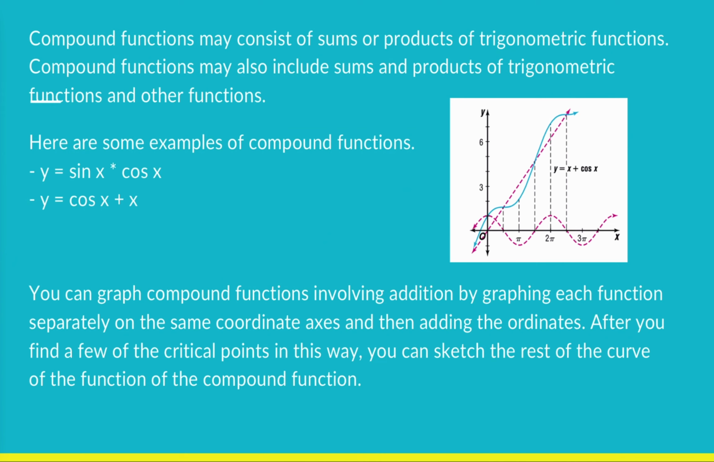You can graph compound functions involving addition by graphing each function separately on the same coordinate axes and then adding them. So you've got your cosine function, and this is your line of y equals x, and then you add the amounts. The cosine is this much above the line, so it's basically using that diagonal line as your midline. You can find a few critical points and then sketch the rest of the curve. We're not going to do this. It's not going to be on your test.